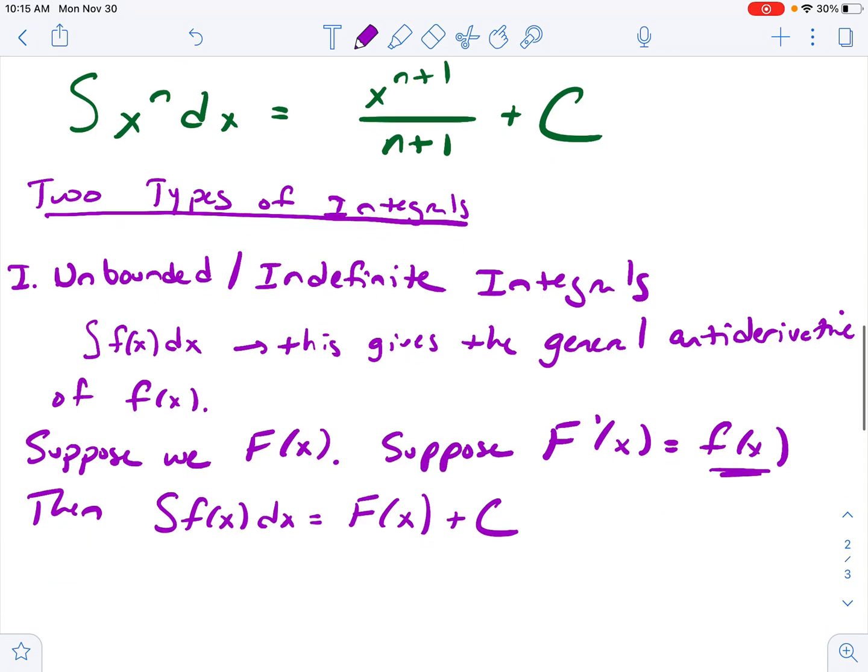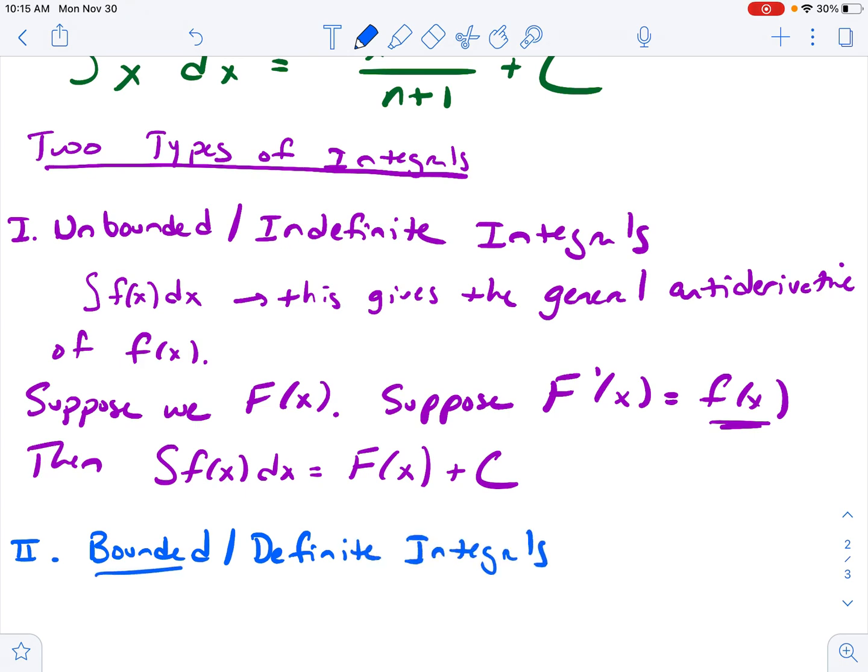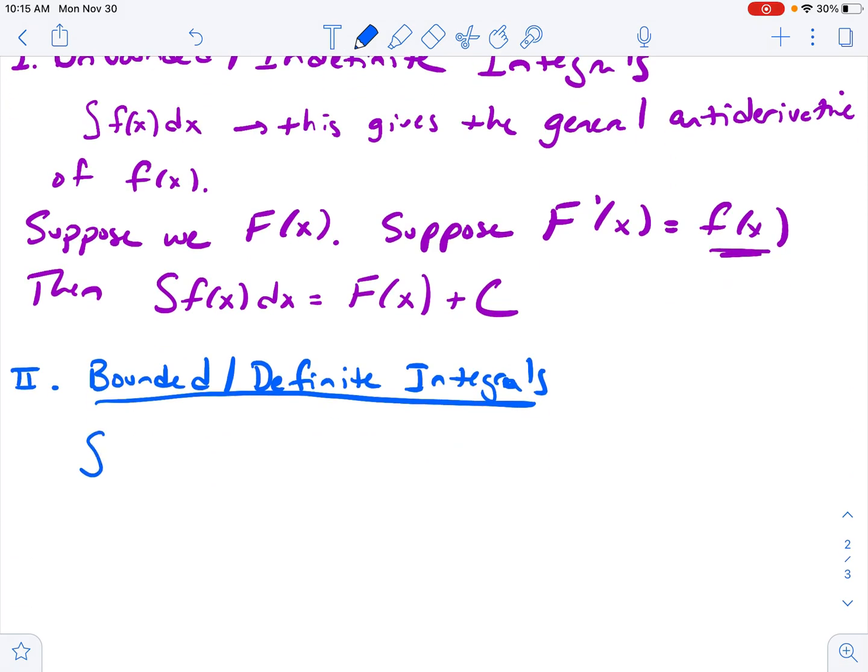So that's just a convention. The capital F typically represents the antiderivative of lowercase f. And again, it just is giving us the general antiderivative, okay? The other type of integral we see are what are called bounded or definite integrals. Okay? Here you're going to see numbers at the top and bottom of the integral.